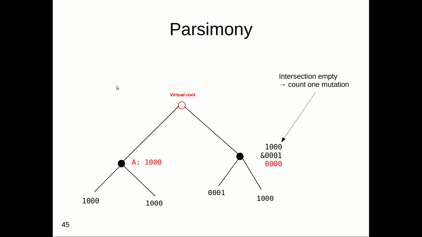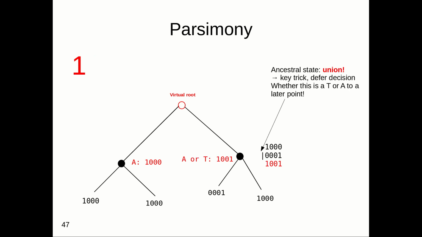Okay, let's go back to parsimony. So let's look at this right subtree. Here, once again, we compute the intersection of the two nucleotide state sets to the left and to the right, and we see that it's empty. So this means that we need to count 1 mutation. Right? So we're counting 1 mutation plus 1. And then, since the intersection is empty, the ancestral state is actually the union of the two child state sets. So here we do not store the result of the intersection because intersection is empty, but we store the union of the two sets.